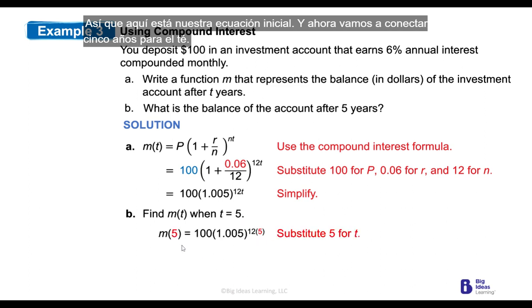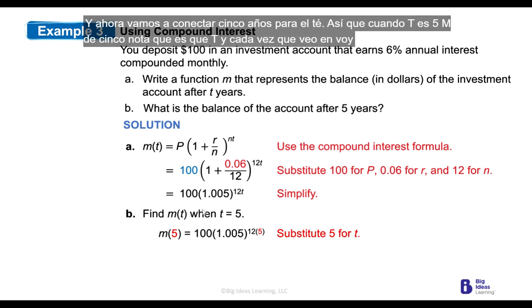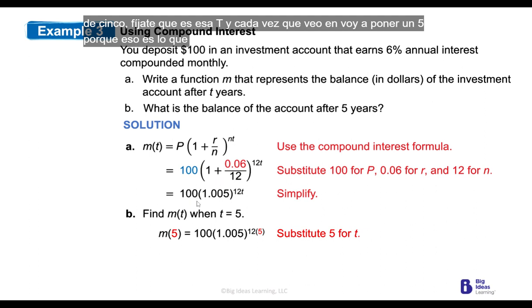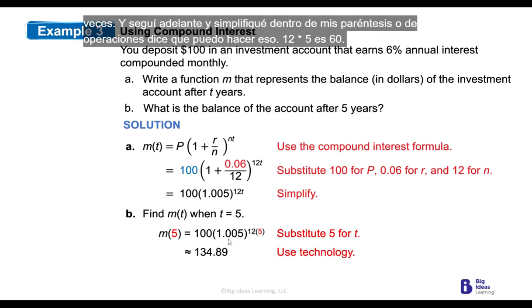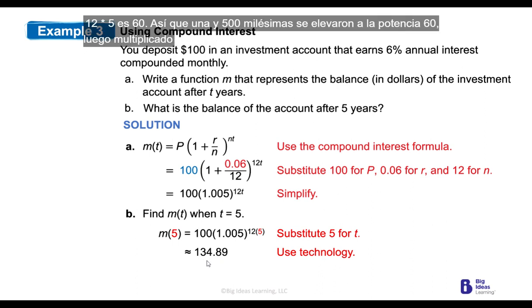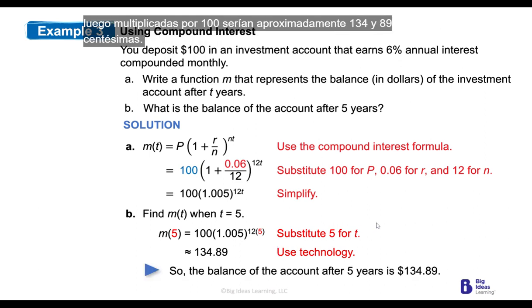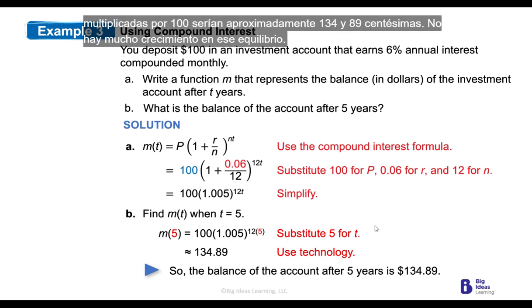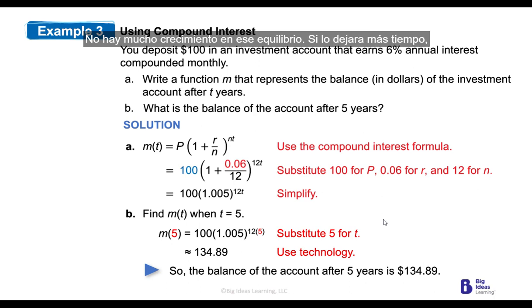So when T is 5, M of 5, notice that's that T. And every time I see a T, I'm going to put a 5 because that's what I'm solving for. 100 times, and I went ahead and simplified inside my parentheses. Order of operations says I can do that. 12 times 5 is 60. So 1 and 5 thousandths raised to the 60th power, then multiplied by 100 would be about 134 and 89 hundredths. Not a lot of growth in that balance. If I left it in longer, I would definitely have more growth.